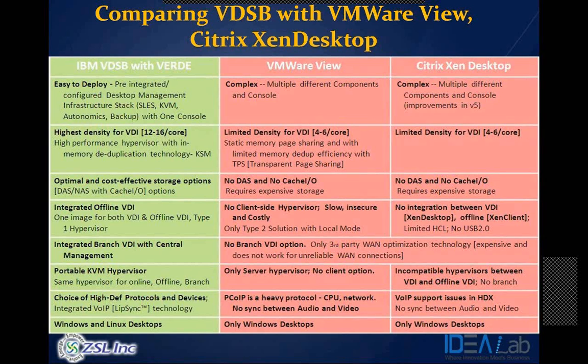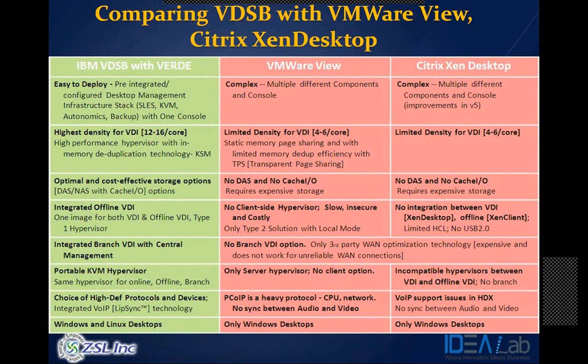Some of the things: the second line, highest density for VDI. There are 12 to 16 desktops per CPU core, whereas the other solutions are limited to about 4 or 6 desktops per core. The next one is the cost-effective storage. That doesn't make high demands on storage infrastructure, so we are able to use local storage. The other two solutions really do not support that because they don't have this unique cache I/O feature.